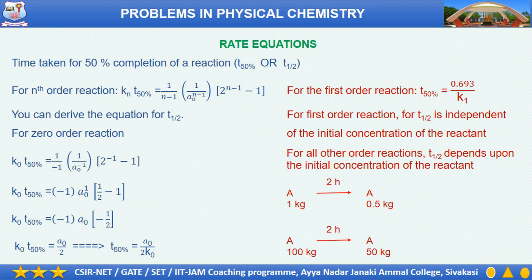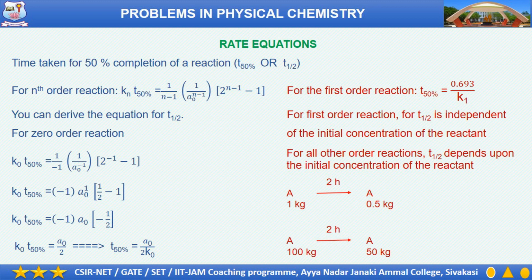And what is the speciality here? It is the only order of the reaction in which the T half is independent of the initial concentration. Whatever may be the initial concentration, the time taken for half of the reaction to be completed remains constant. For example, if you have taken 1 kilogram of a reactant A for a first order kinetic, it is converted into 0.5 kilos, that is 50% conversion.